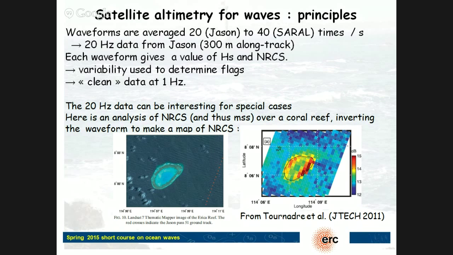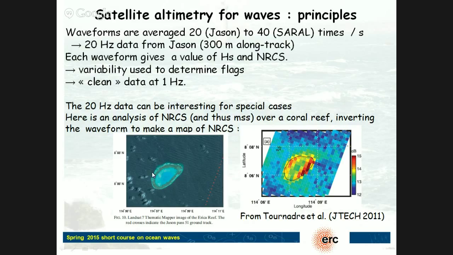So the raw data from the altimeters is this waveform, and typically is measured 20 or 40 times per second. It's what people call the 20 hertz data or the 40 hertz data. Most people never look at that data. They only look at the 1 hertz data, when everything is averaged and you get an average of the wave height every 1 second. You can actually go back to the 20 hertz data and do some really funny stuff.